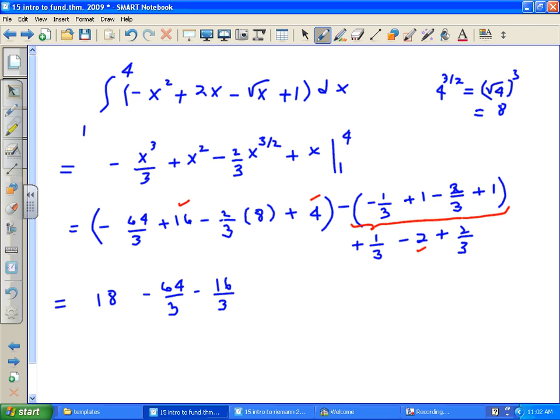Yes, how do we integrate root x? Root x is the same as x to the 1/2. I'm going to show it down here because I have more room down here. Its antiderivative is we add 1 to the power, gives us x to the 3/2, and we divide by that power. Dividing by 3/2 is the same as multiplying by 2/3. So that's how we got that term.